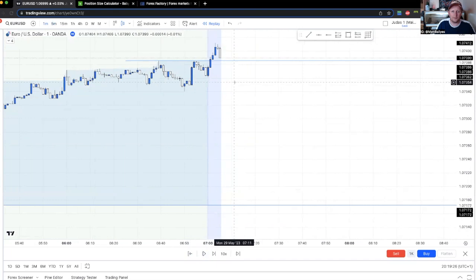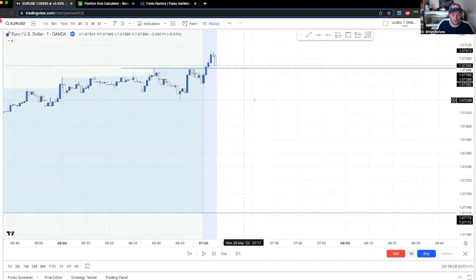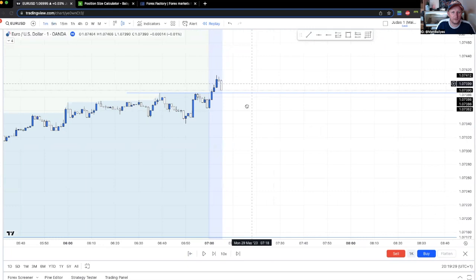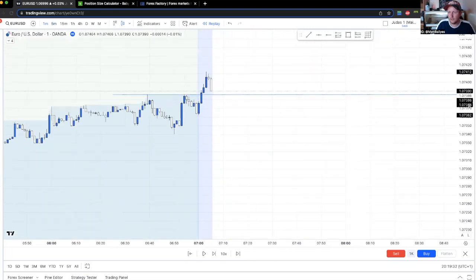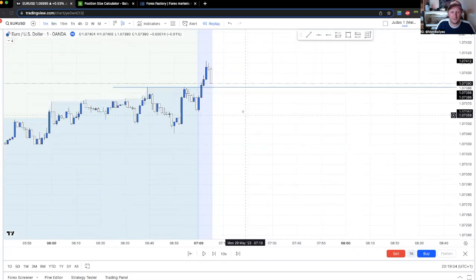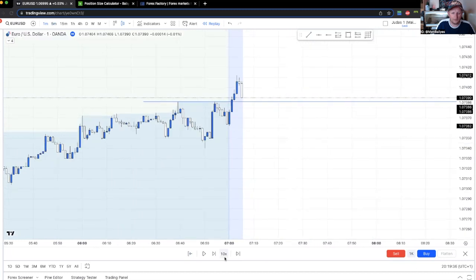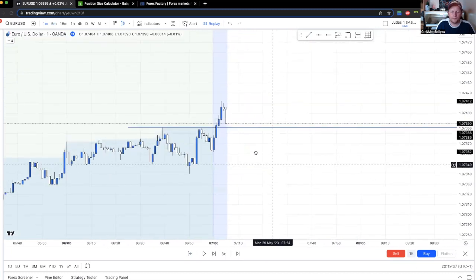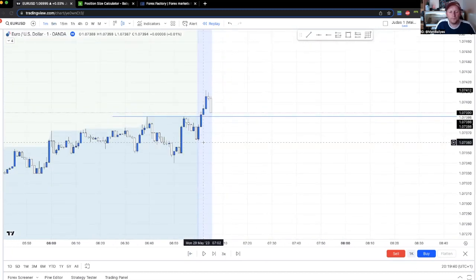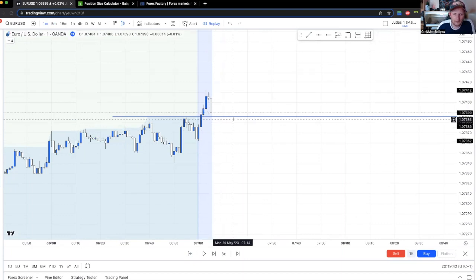There we go, swept straight away. Now this one is up the top, so swept the highs of the Asia range this time. So it's going to be slightly different. Well, it's going to be the complete opposite to the lows. Right, let's move this down to 3. So what we're going to be looking for now is the candles taking out the previous candle's high.